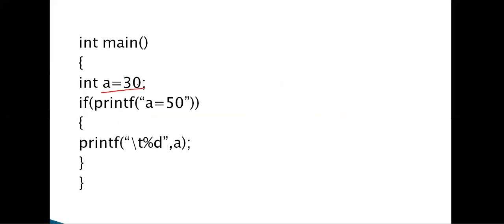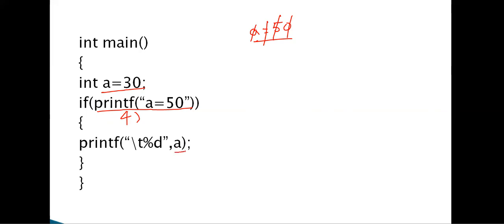Now, one more example. Declare a variable int a is equal to 30. If of, what is the statement? Printf a is equal to 50 within double quotation. If you are printing within double quotation, what is the answer? Simply a is equal to 50. This is not an assignment. This is a string, similar to hi, hello, welcome. What does printf return? We already discussed in the first one. The printf returns the number of characters it prints. So how many characters? 1, 2, 3, 4. Now this entire printf is replaced with 4. If of non-zero, condition true?